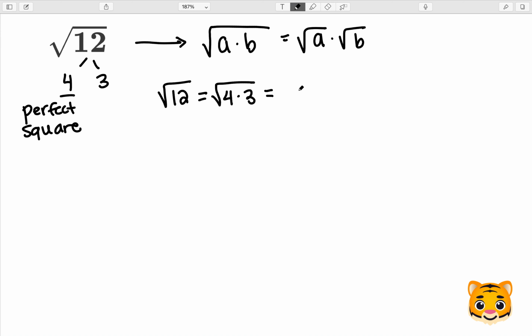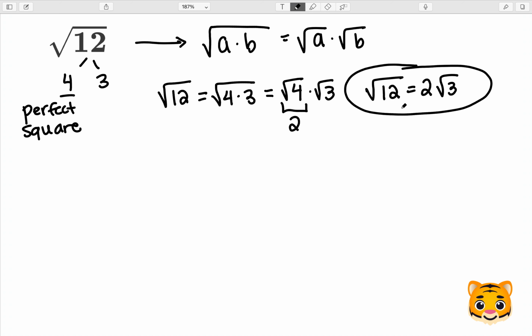Then if we apply our math rule, we can then write it as the square root of 4 times the square root of 3. And the square root of 4 is 2 because 2 times 2 gives us 4. Now we can rewrite the square root of 12 as 2 times the square root of 3. Now this is our most simplified version of the square root of 12.